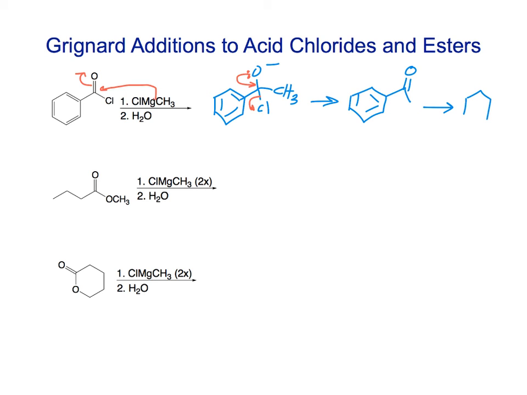Okay, so I'm not going to draw out the mechanism. This is the same as what we did on the last slide. We're just adding methyl groups. So we got, and after we protonate, we get a tertiary alcohol.